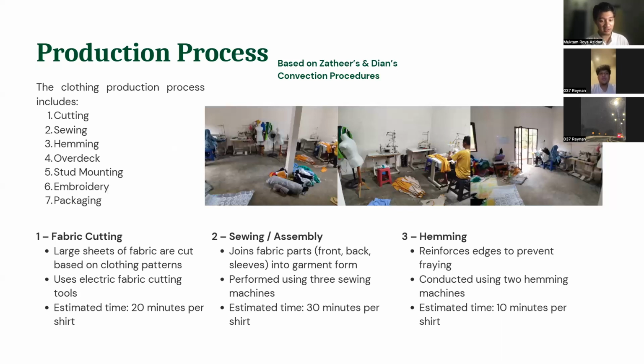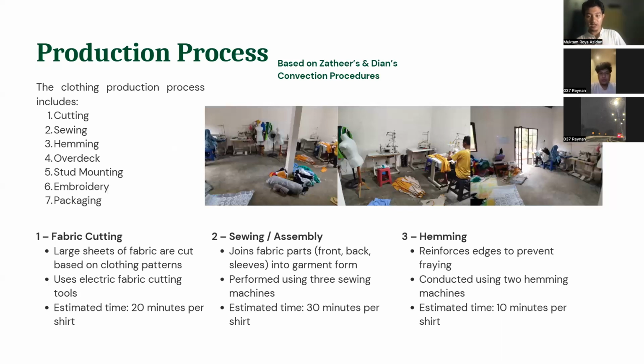The first step is fabric cutting. They usually use electric cutting, though sometimes there are scissors, but electric is the more advanced and faster way, with a duration of around 20 minutes because they need to adjust to the body design. The second is sewing or assembling, where after the fabric is cut, it is constructed into the body of the clothing. It needs 30 minutes per shirt with around three sewing machines.